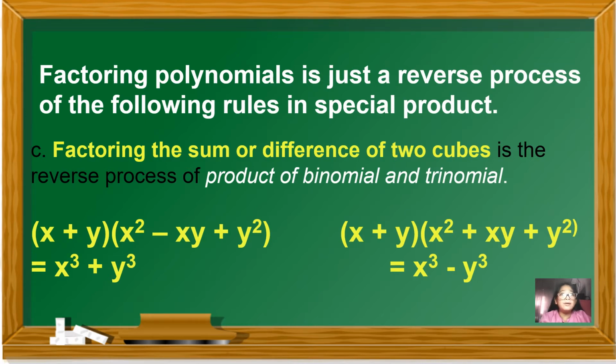So we have here x plus y, the binomial, and then we have x squared minus xy plus y squared, the trinomial, and then we have x plus y, binomial, and then we have x squared plus xy plus y squared, the trinomial.